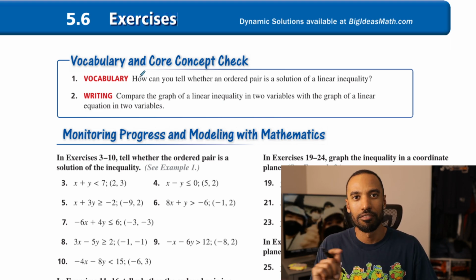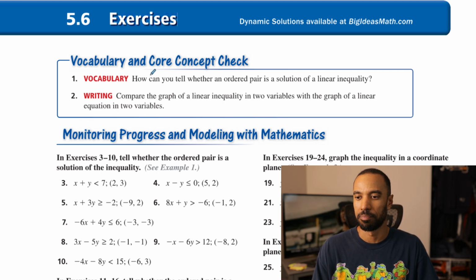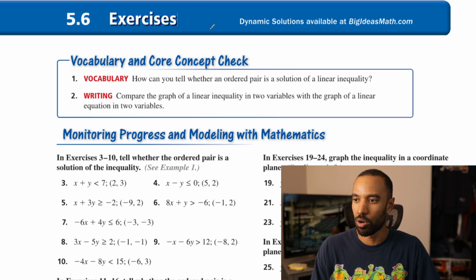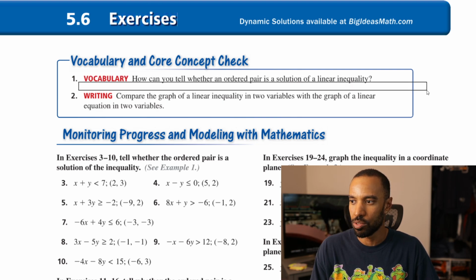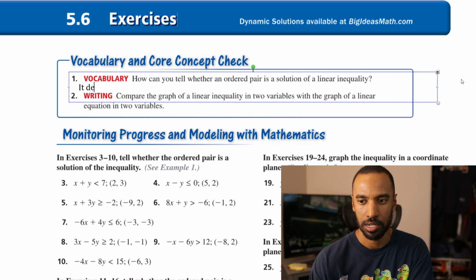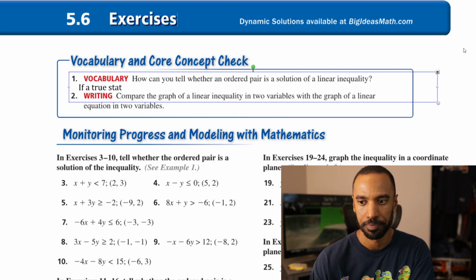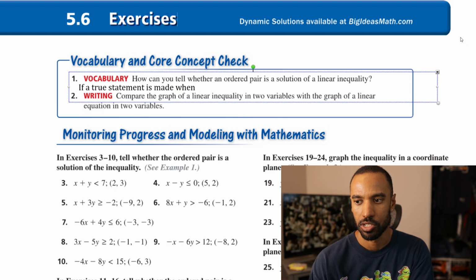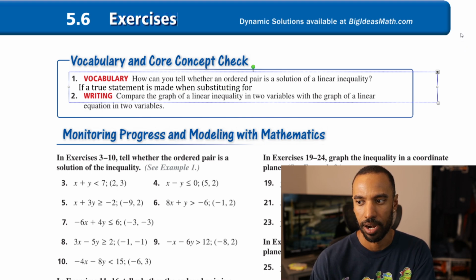Before that, vocabulary and core concept check. Let's go ahead. Number 1, how can you tell whether an ordered pair is a solution of a linear inequality? Well, when you substitute it into the inequality, do you make a true statement? It depends on if a true statement is made when substituting for x and y, then it is a solution.